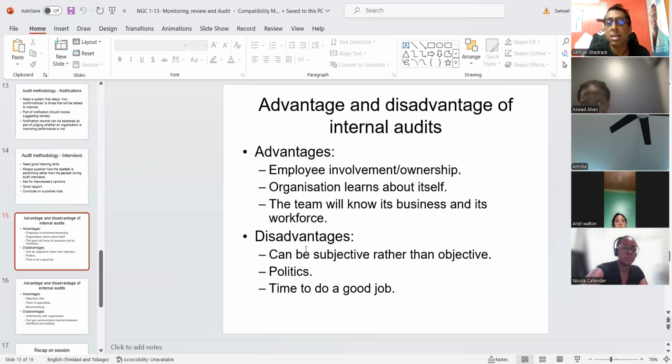The disadvantage is that it can be subjective rather than objective, subject to company politics, and you may not have the time to do a good job. All of those are true, right? Subject to company politics could be, for example, your company may have had an accident, right?